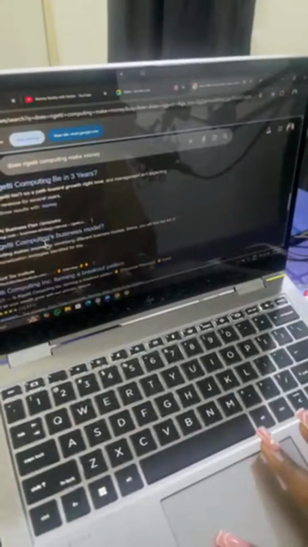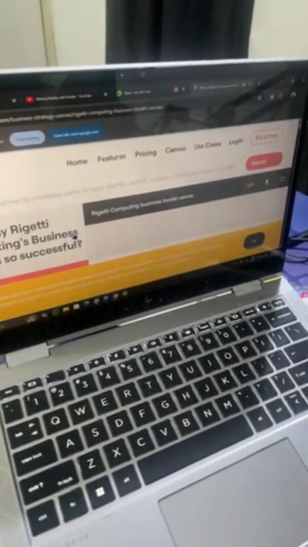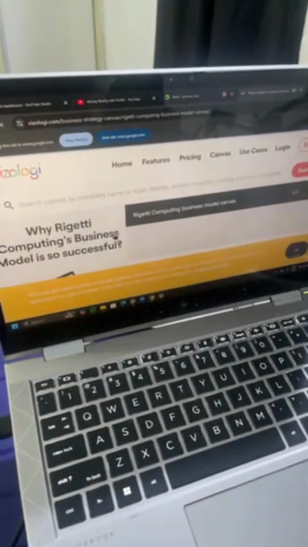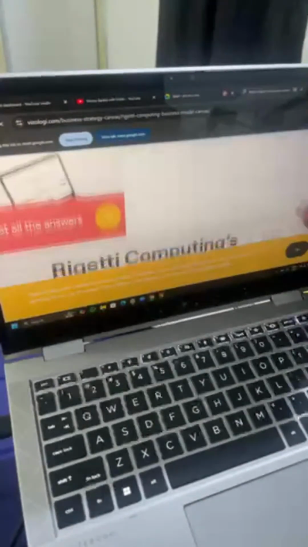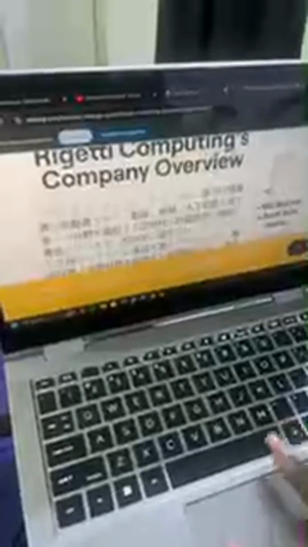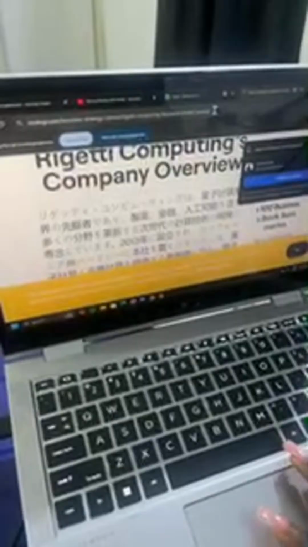You see this one? What is Rigetti Computing's business model? Okay, this gives me close to what I'm looking for. It's in Chinese, so... Can you read Chinese? All right, let's not waste time. Let's just look at what I wanted.